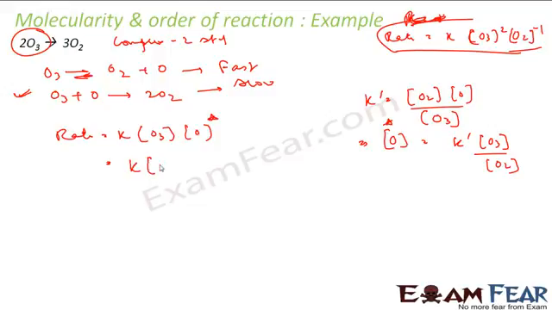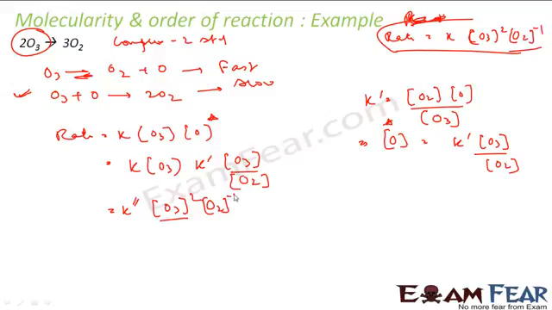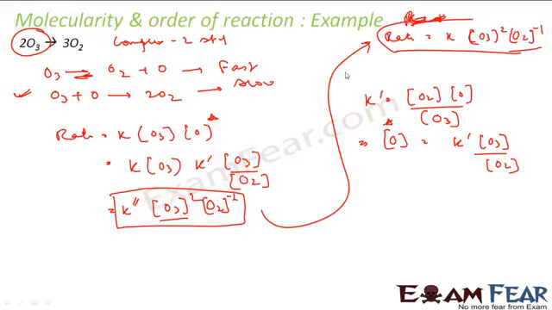Nothing but K O3, instead of concentration of O, we'll put this K dash concentration of O3 by concentration of O2. And that is nothing but K dash into K, which is some other constant K double dash, O3 square O2 to the power minus 1. And if you see, that is exactly same as the experimental value. It's very close to experimental value.